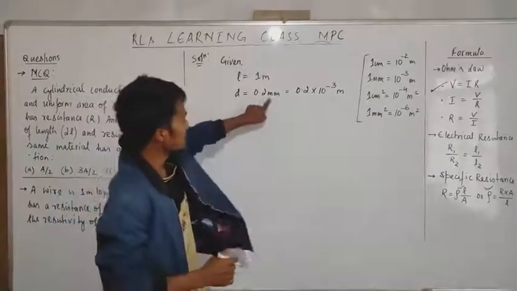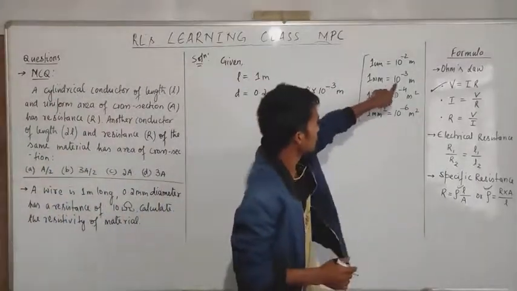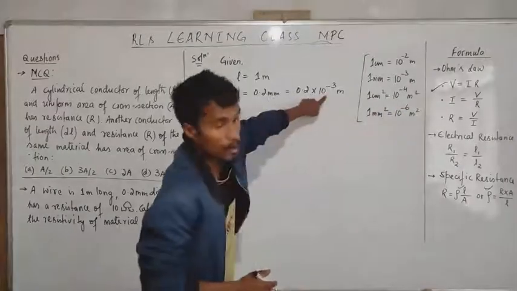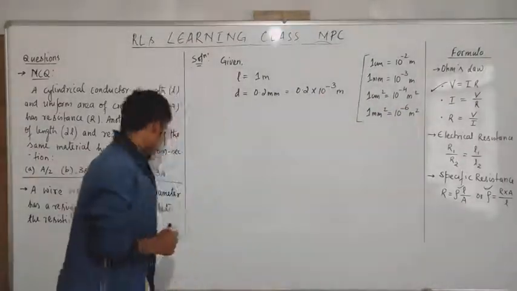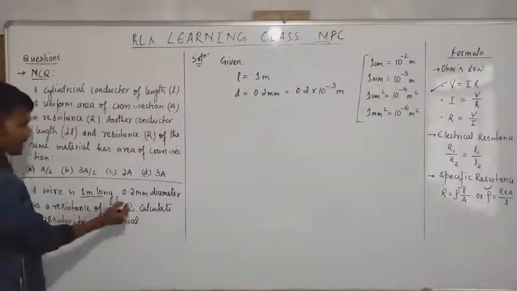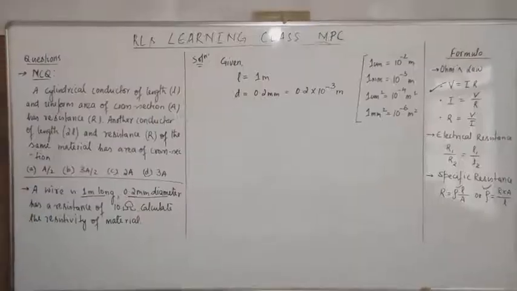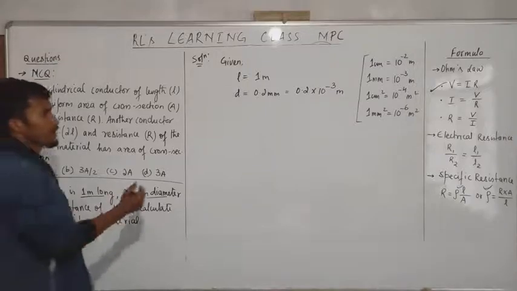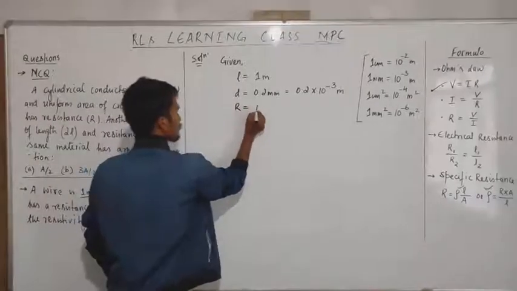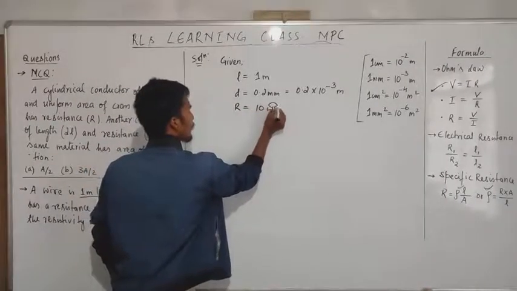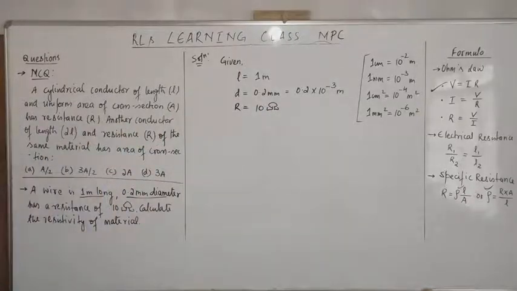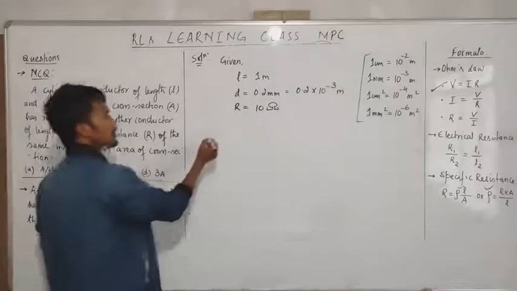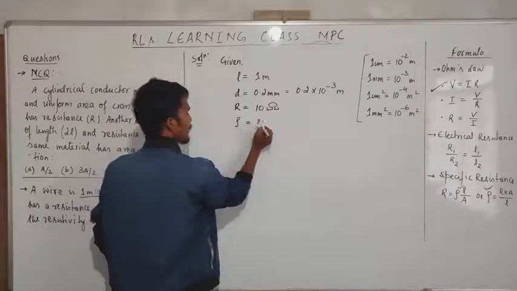Now in place of this millimeter, I take 10 to the power minus 3 meter. And then what else do they give here? The length, the size of the material they give. That wire has a resistance of 10 ohm. They give resistance R, 10 ohm. And then calculate the resistivity. We need to find rho, the resistivity.